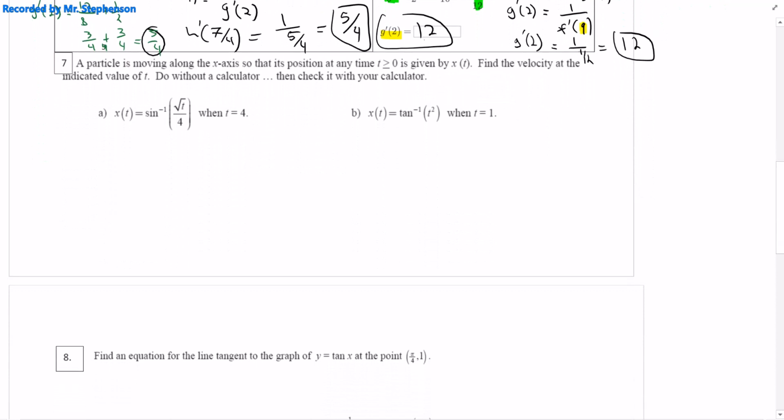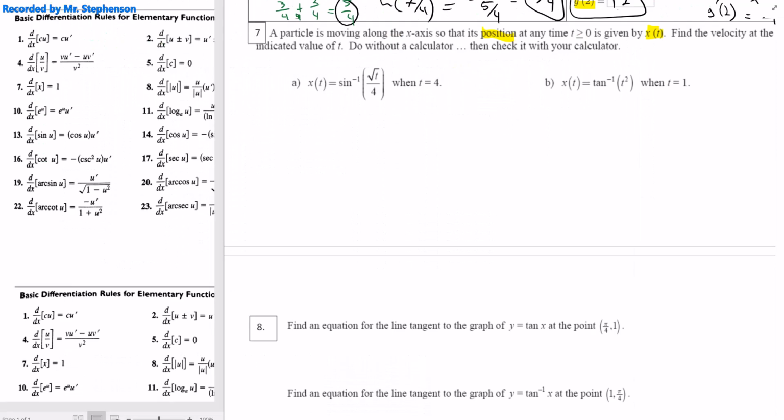For number 7, it says a particle is moving along the x-axis, so that its position, we're given the position function. That's important. At any time greater than 0 it is x of t, so x of t is our position. Find the velocity at the indicated value of t. Do it without a calculator, then check with a calculator. So here, I need to find the velocity. Sorry, I need to find the velocity. I'm given the position.